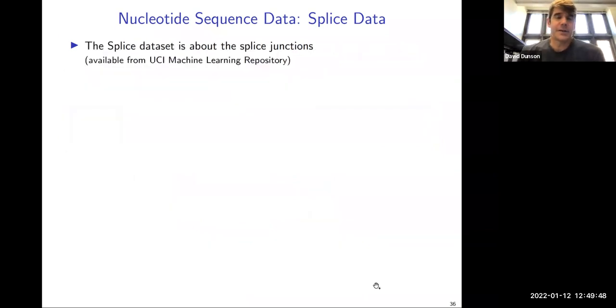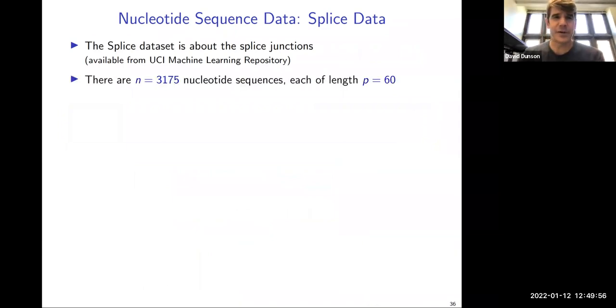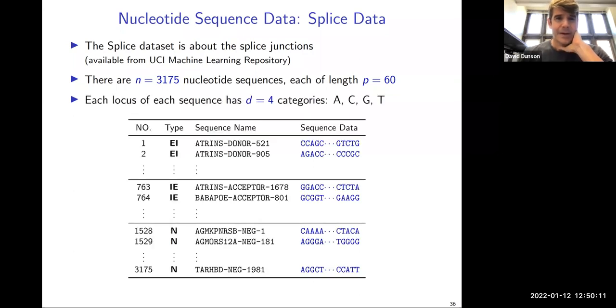Okay, so this is in the UCI machine learning repository. I should say all of the code is publicly available. I'd love to have people try out this Bayesian pyramid and see when it works or doesn't work. There are a bit over 3,000 nucleotide sequences. Each has length 60, which is pretty high dimensional for categorical data, unordered with 4 levels.